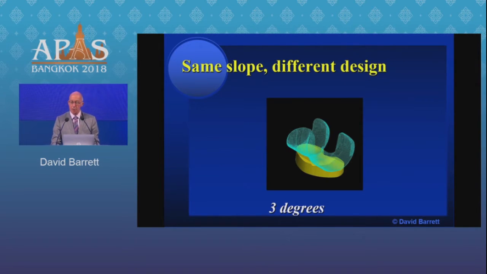Same 3 degree slope, different knee prosthesis. The 3 degrees works for the first prosthesis. The second prosthesis, you can see, is unstable laterally at 3 degrees. This knee is designed for a 7 degree slope, but at 3 degrees, it's unstable.